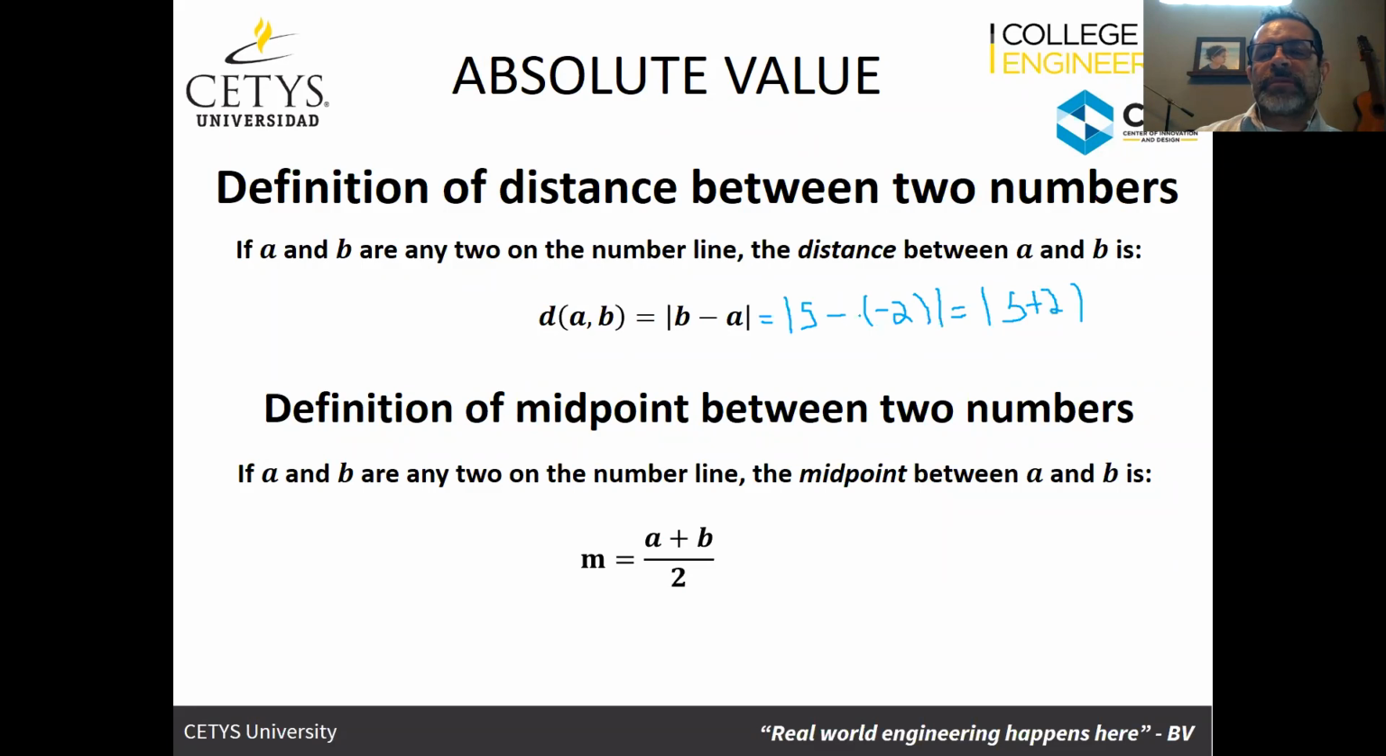Why is it 5 plus 2? Because minus times minus is plus. This would give us the absolute value of 7, and the absolute value of 7 equals 7.